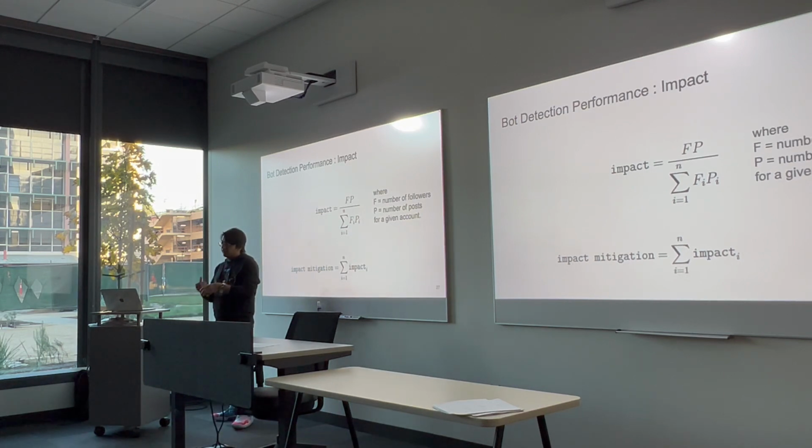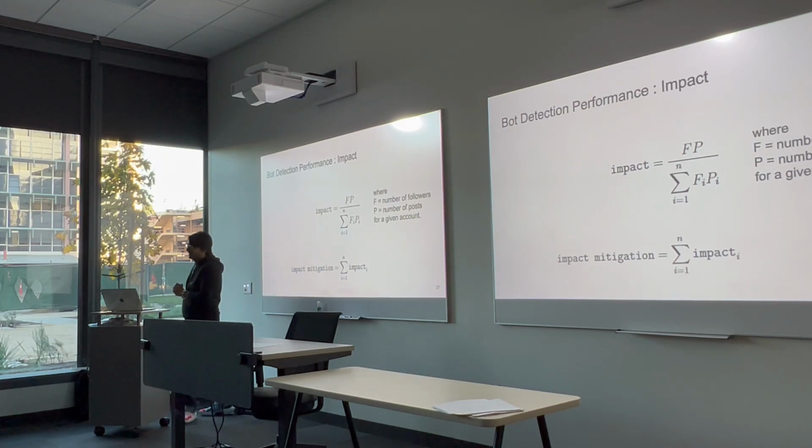So basically, if you correctly classify it, you add it to this impact mitigation. And if you misclassify it, you just subtract the impact. Okay. Right, because when you do it, it should be the same across.